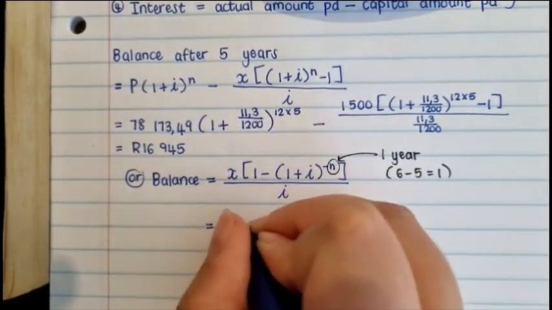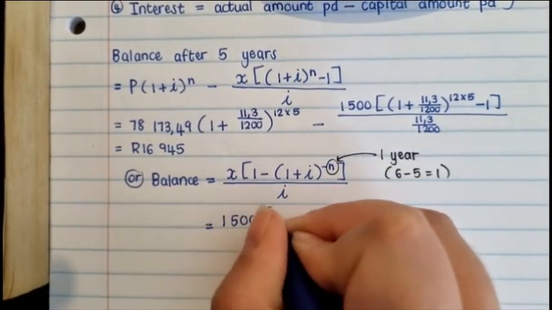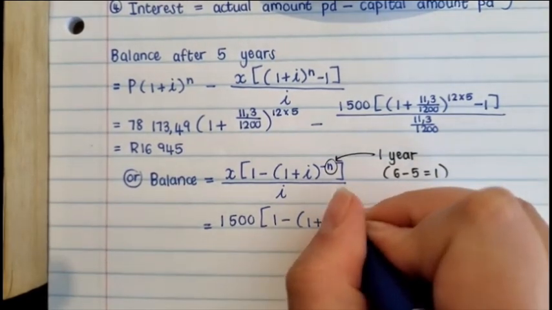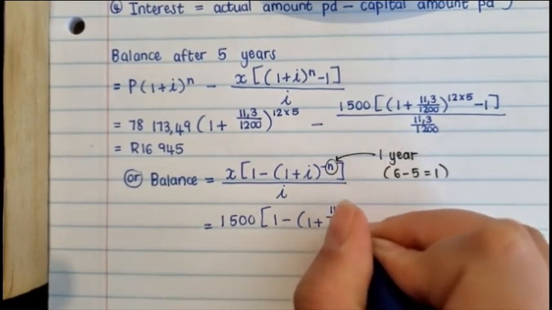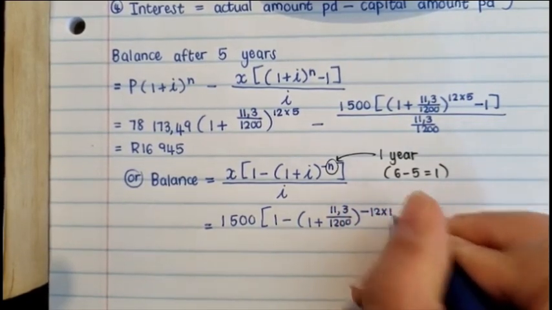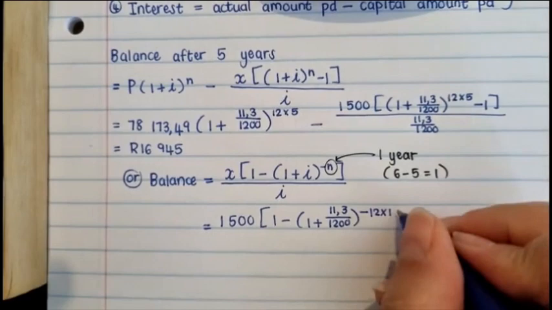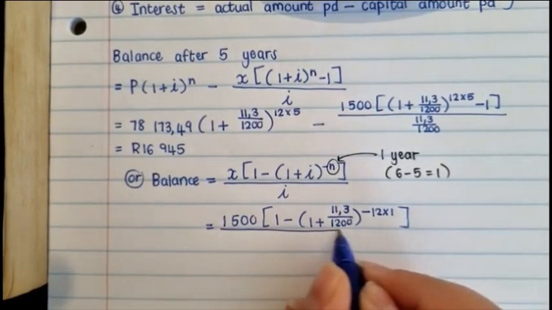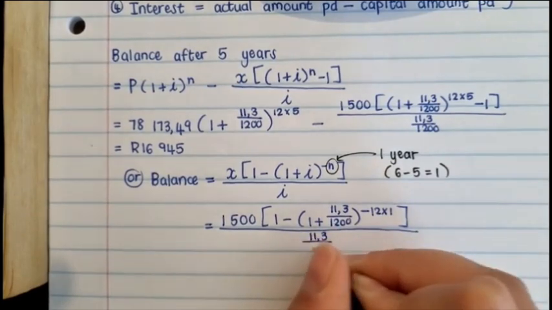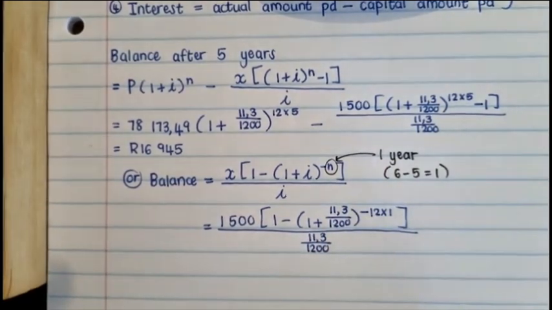So again, you're going to use the monthly payment, which is 1,500, 1 minus, and then 1 plus the interest rate again, 11.3 over 1,200, to the power of negative 12 times 1. That's the number of years that are remaining. You can just write negative 12 also, that's fine. And that is then over 11.3 over 1,200.